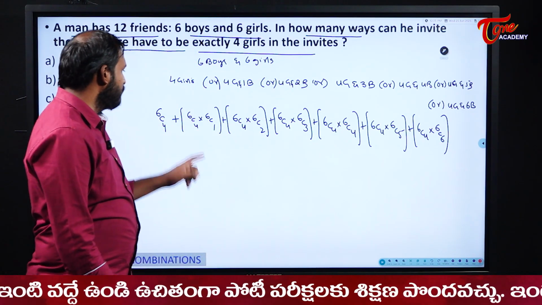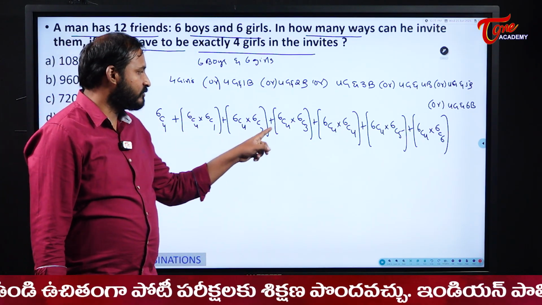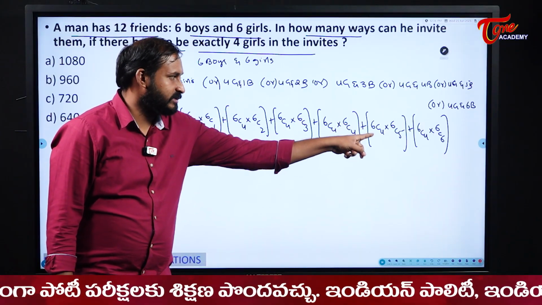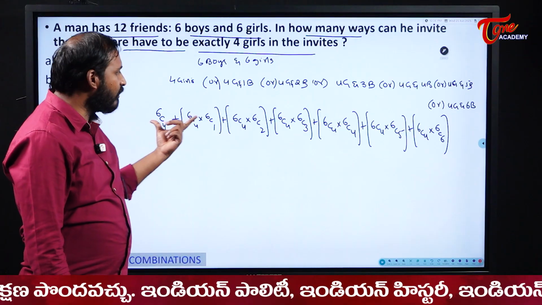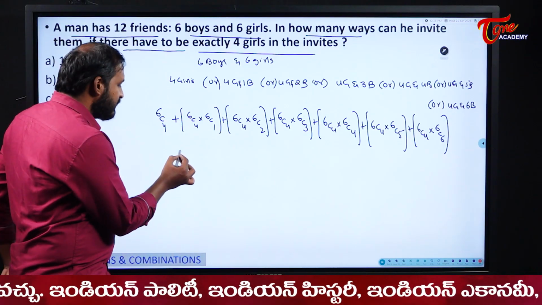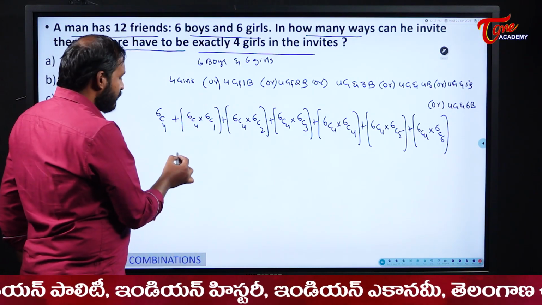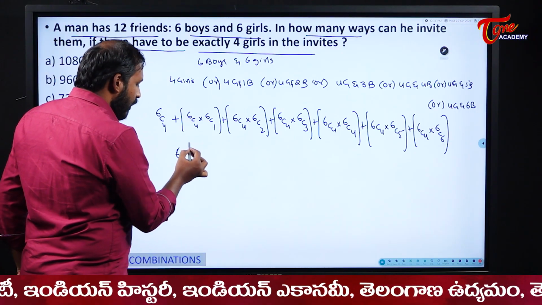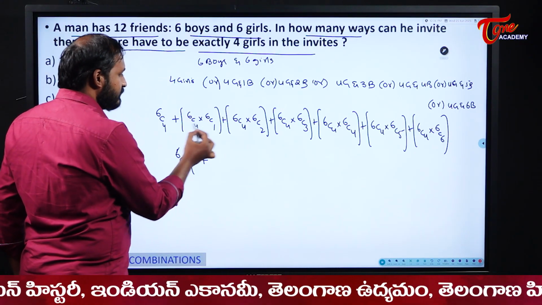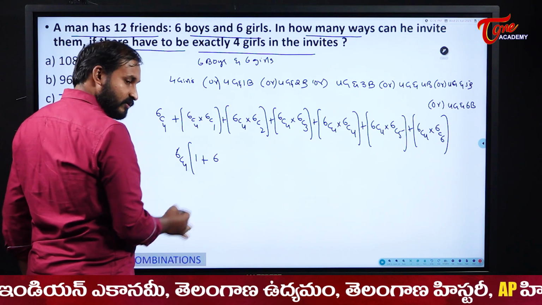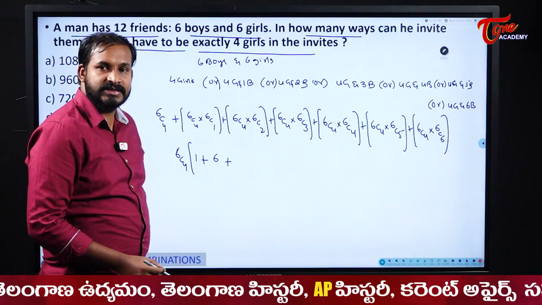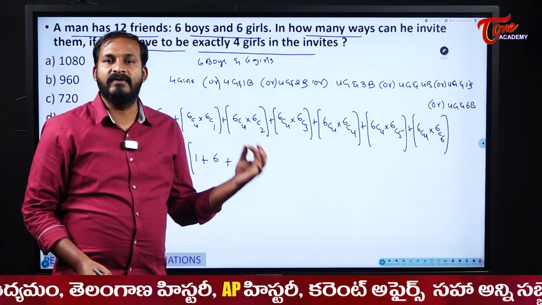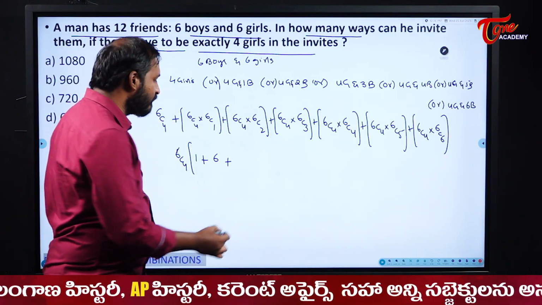Am I correct? 4 girls 1 boy, 4 girls 2 boys, 4 girls 3 boys, 4 girls 4 boys, 4 girls 5 boys, 4 girls 6 boys. These are all the conditions. In all these conditions, 6C4 is common, right? So I will take 6C4 outside. So what happens? 1 plus 6C1 is 6 only. 6 plus 6C2 means what, students? 6 into 5 by 1 into 2, 2 will get cancelled and you will get 15.